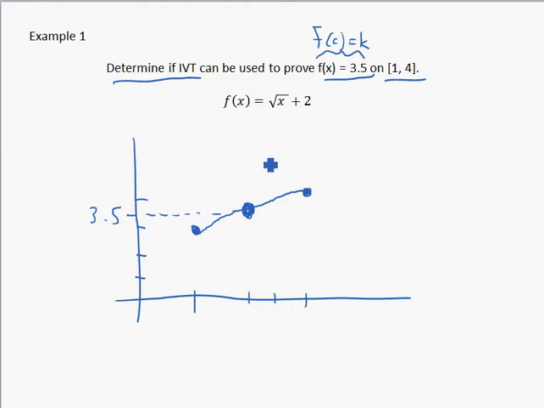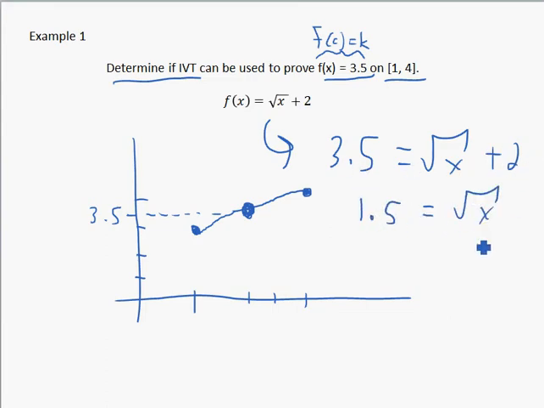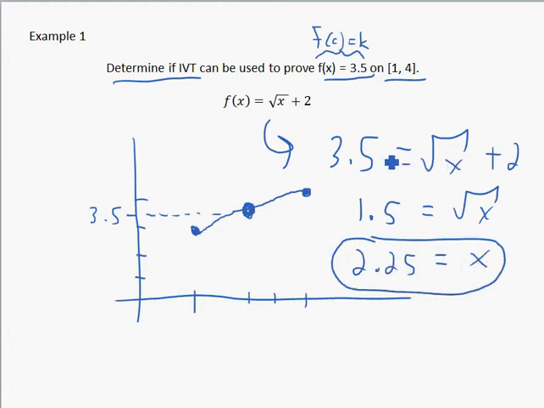So if it says find the value where it happens, well, let's do this. We'll solve for x. Minus 2, well, that's 1.5 is equal to the square root of x. And you square both sides. If you square 1.5, you get 2.25 is x. So if x is 2.25, then f of 2.25 is 3.5. And you can see 2.25 is between 1 and 4. So let's check out another example.